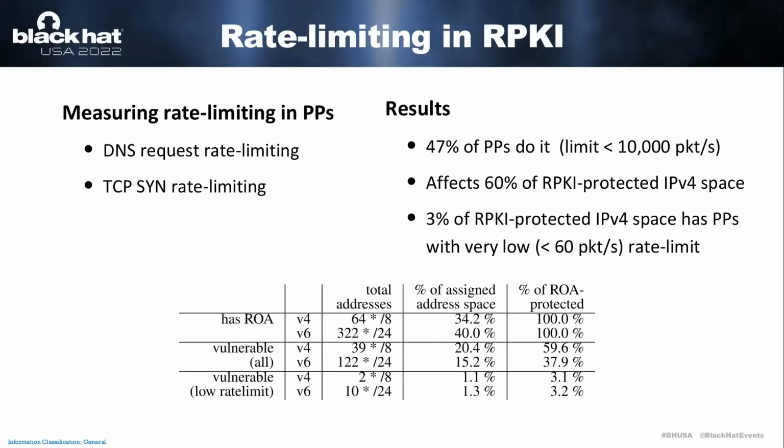So how often is rate limiting used in RPKI? Because if you want to exploit it, it has to be present. And we measured this in the real publication points. Currently, there aren't that many. There are the big publication points, which are operated by all the RIRs. And you can also operate your own publication point. We will get to that later. But anyway, we measured if they do DNS request rate limiting, or if they do TCP SYN request rate limiting.